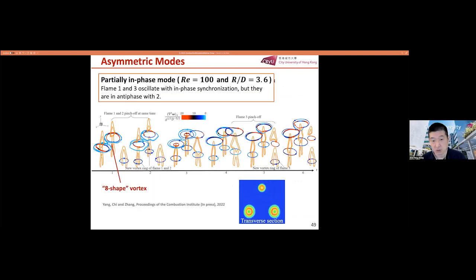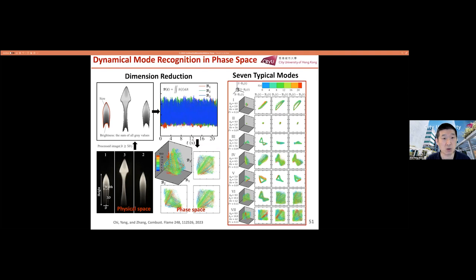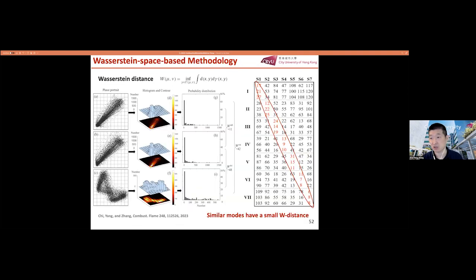Originally, we saw it was difficult, until we developed this so-called Wasserstein space-based methodology. Because when one flame is oscillating and flickering, or two flames in phase, anti-phase, or three flames, we can make the judgment of dynamic modes with our eyes. But if we have multi-flames, you can expect a lot more dynamic behavior, which you cannot say much about if you just use your eyes. Yes, because it's more complicated.